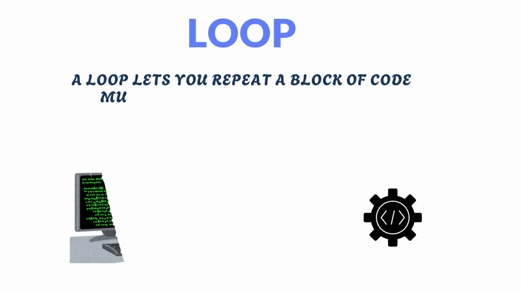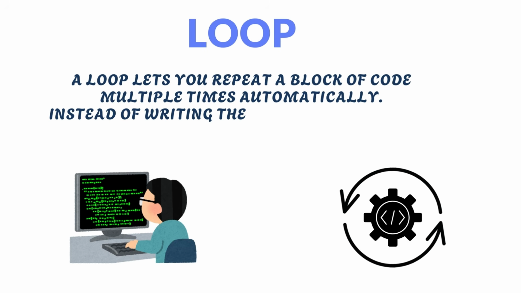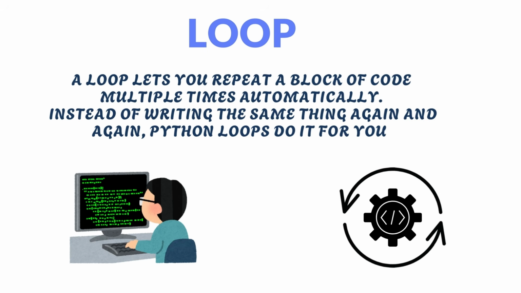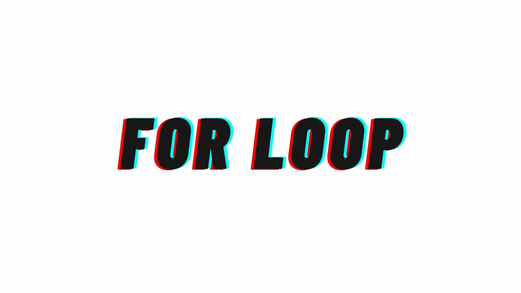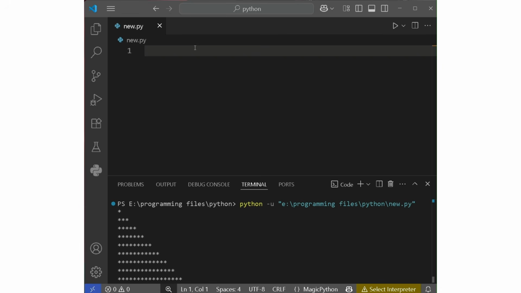So a loop lets you repeat a block of code multiple times automatically, instead of writing the same thing again and again. Python does it for you. Types of loop: for loop, while loop. Now let's see what is for loop. Okay, so let's start with for loop.